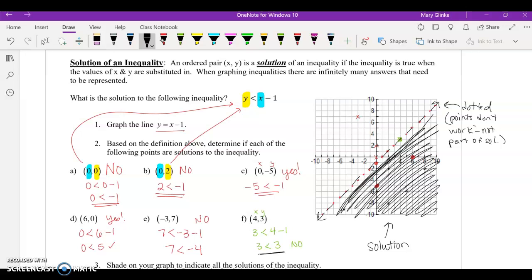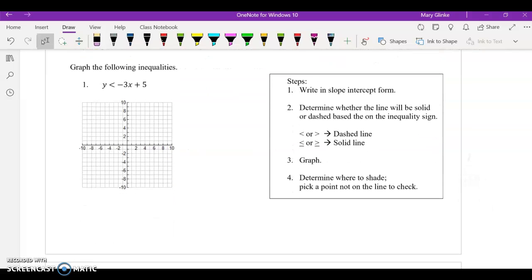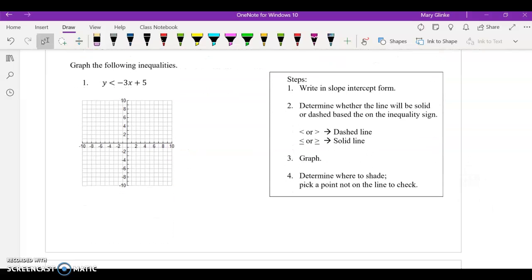Okay? And that was dictated by this inequality here, because it was just less than. So now let's take a look at another example. Those are your steps here. We can simplify things. We're not going to have to test a ton of points anymore. Now we're just going to have to test one point to see where to shade.